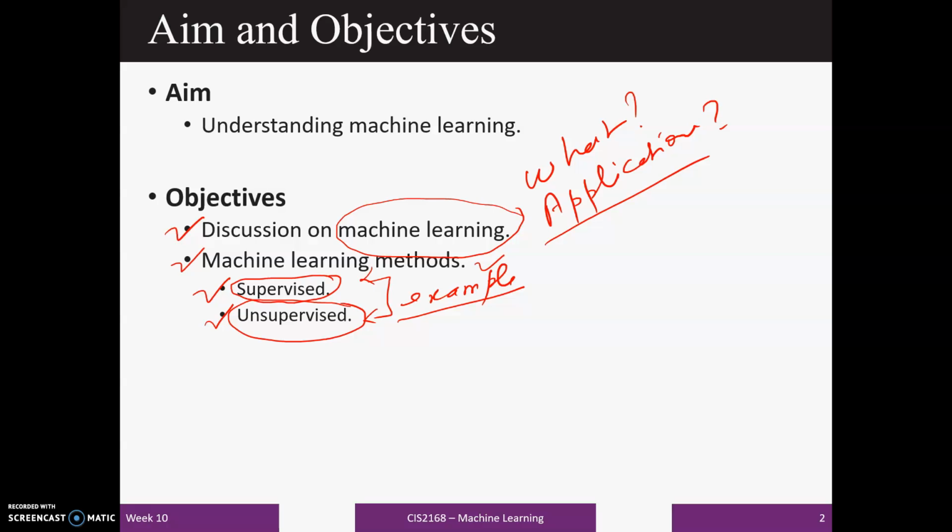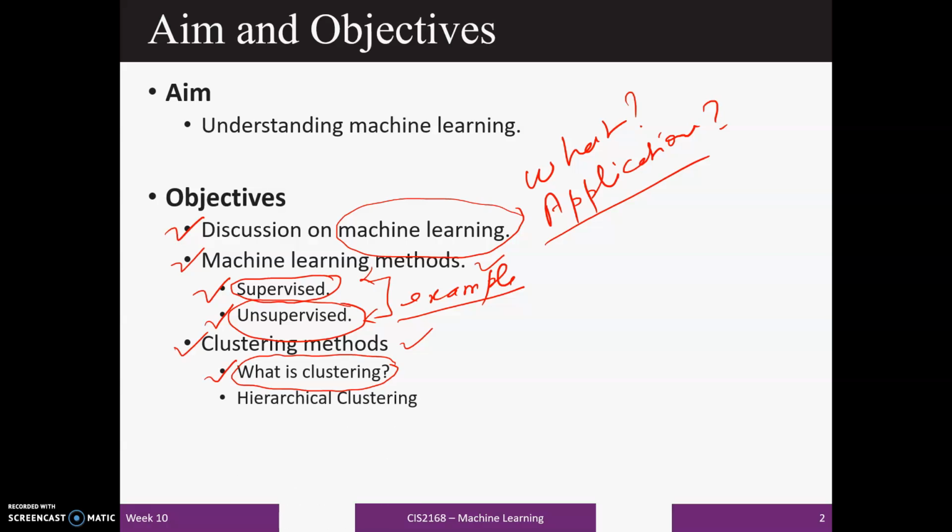The third objective for the week 10 session is clustering methods. Under this, the first sub-objective is what is clustering. We will discuss the meaning of clustering and why we apply clustering on the data. Then we will discuss hierarchical clustering and K-means clustering techniques. These 2 are the clustering methods generally used in machine learning techniques.